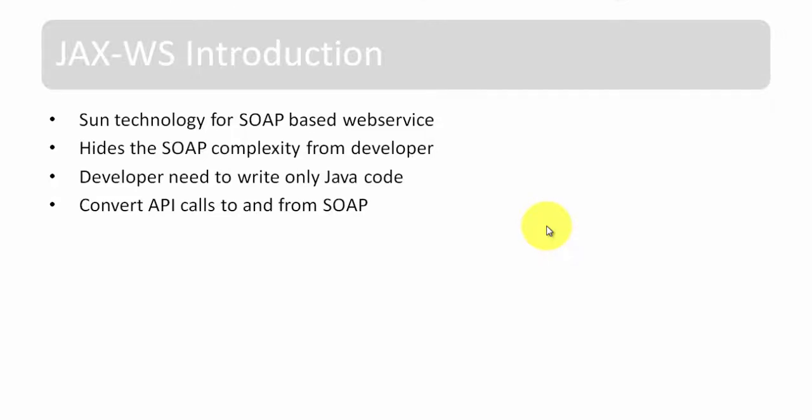In this tutorial, I'll explain the basics of JAX-WS. JAX-WS stands for Java API for XML-based web service. JAX-WS is the Sun technology for creating SOAP-based web services.